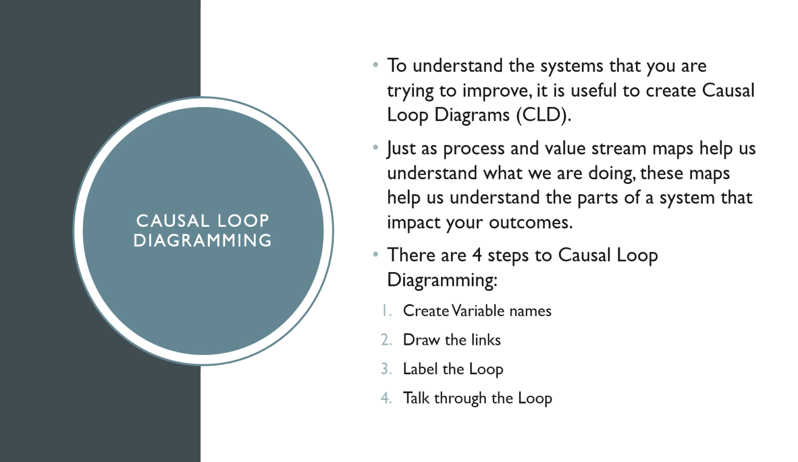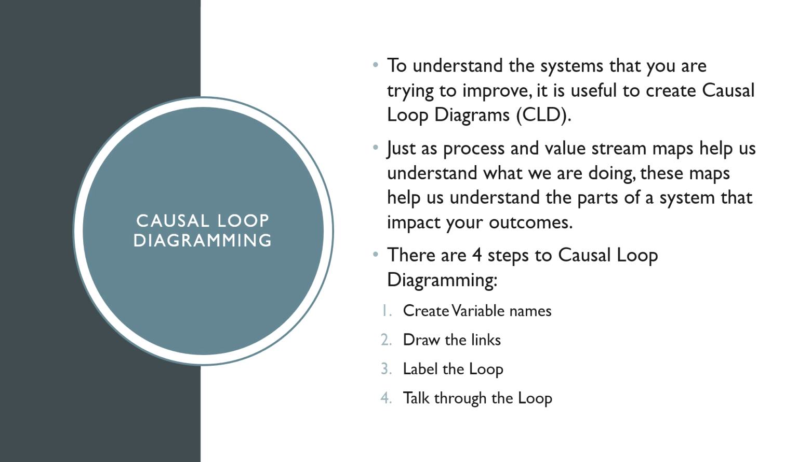There are 4 steps to causal loop diagramming, according to Colleen Lannon. Create variable names. These variables are the things that influence the system. In a city's transportation system, one variable could be the number of single passenger cars owned by its residents. The name could be single car usership.